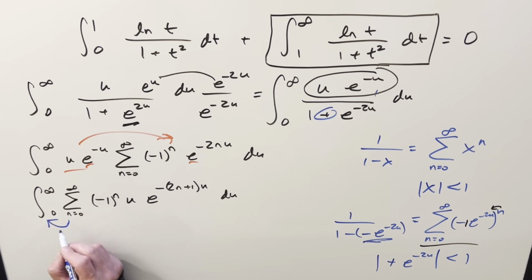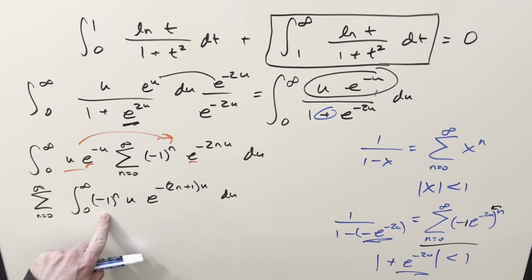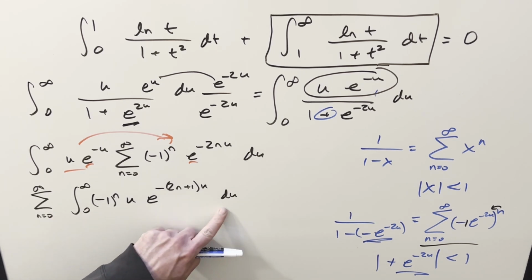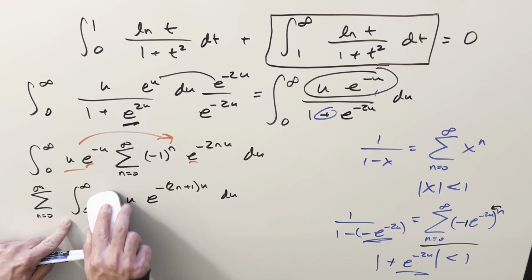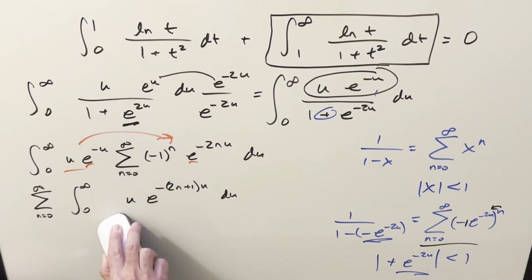And then I want to swap the order of the integral and the sum. I can do it. We've got our absolute convergence right here. So let's just swap these. And minus 1 to the n is going to be just a constant with respect to u. So I can bring that out front of the integral, but still within the sum because it still has an n in it.